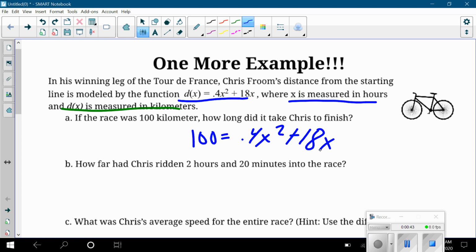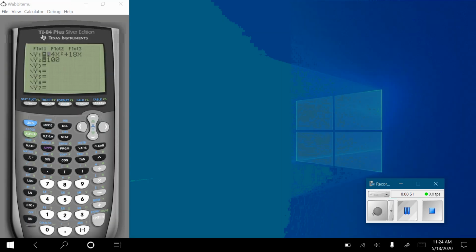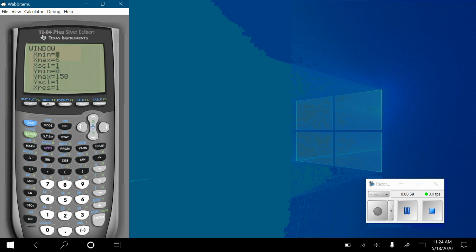Again, you could solve this equation by doing the quadratic formula. I just think it's easier to do on your calculator, and I want to make sure you remember how to do that, just as a general thing. So grab your calculator, go to y equals, put in 0.4x squared plus 18x as y1, y2 is 100, go to your window, and let's talk about this for a second. X is time in hours. You don't have negative time, so I'll start at 0. How long does it take you to ride 100 kilometers? I don't know, whatever, we'll make it 10.